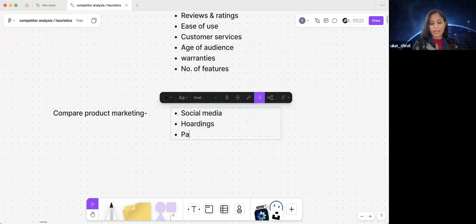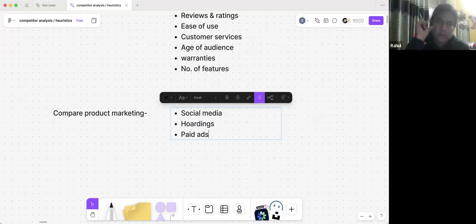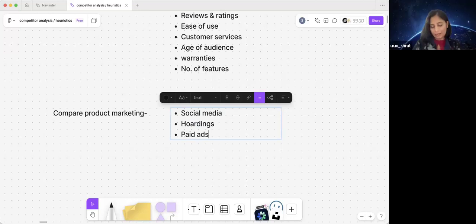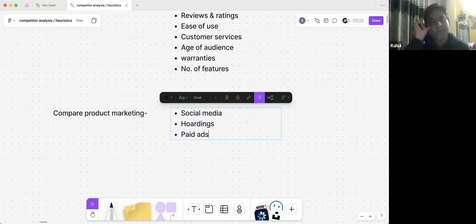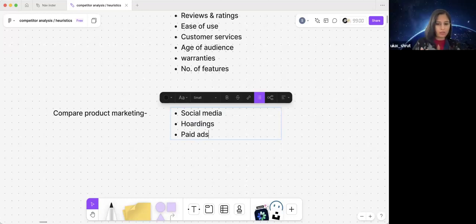Then we have paid ads. So paid ads include your Meta ads, your Google ads. Yes, Meta includes Instagram and Facebook. We get Google ads. All these are paid, YouTube ads. You run the ads on the online platforms. That also happens.